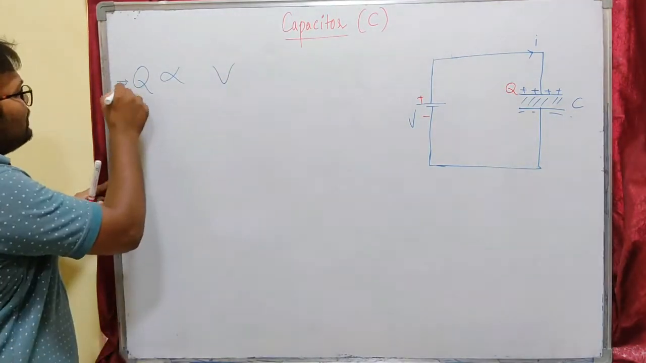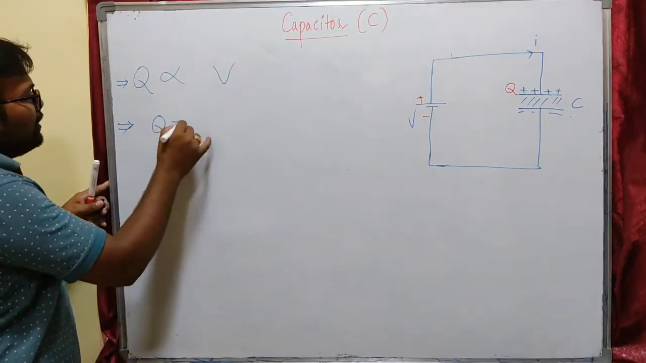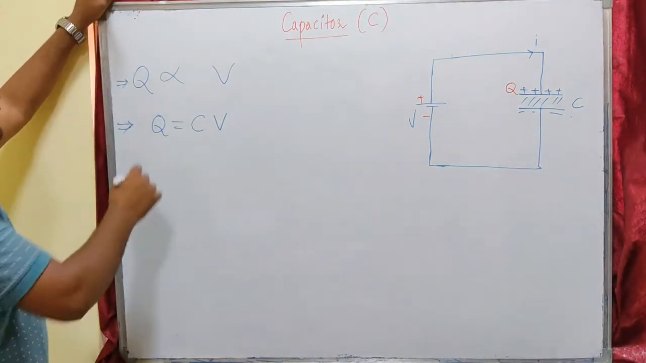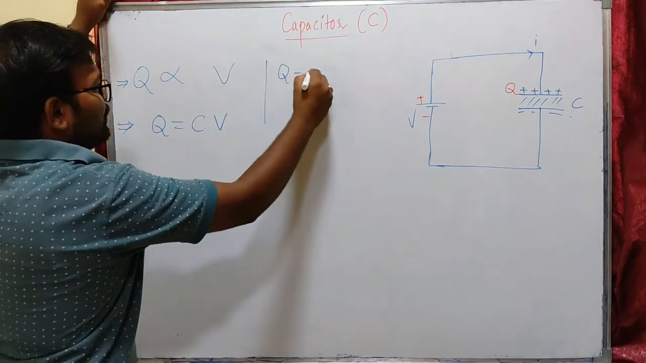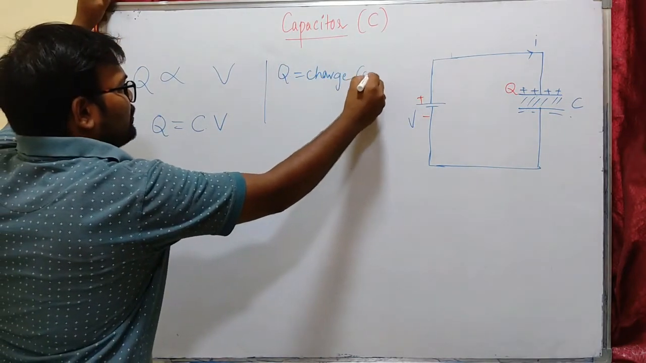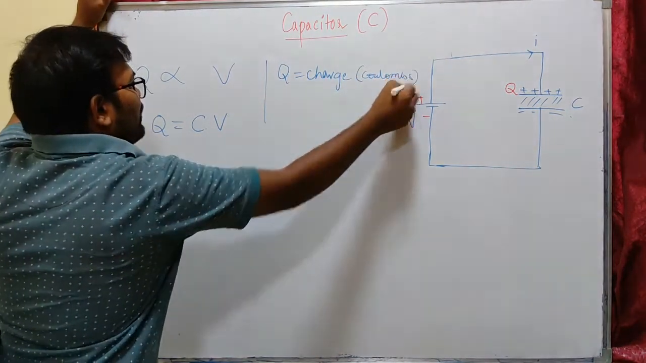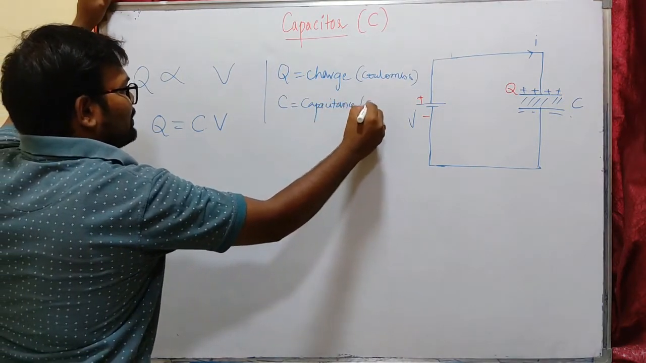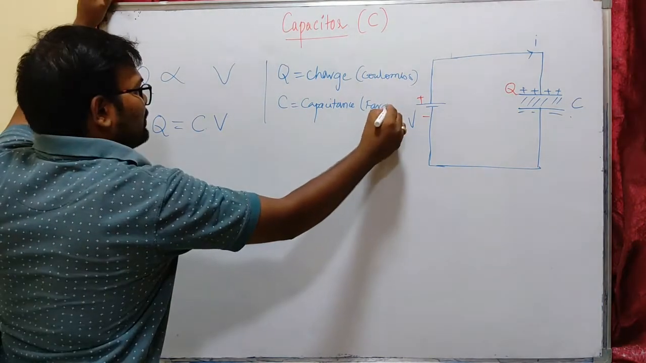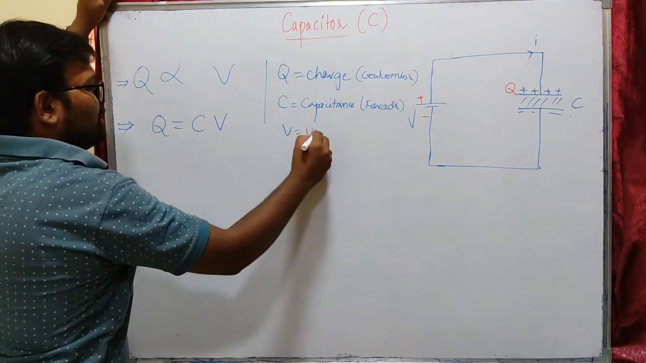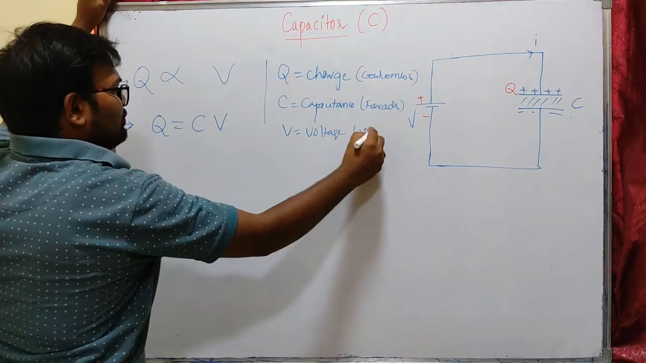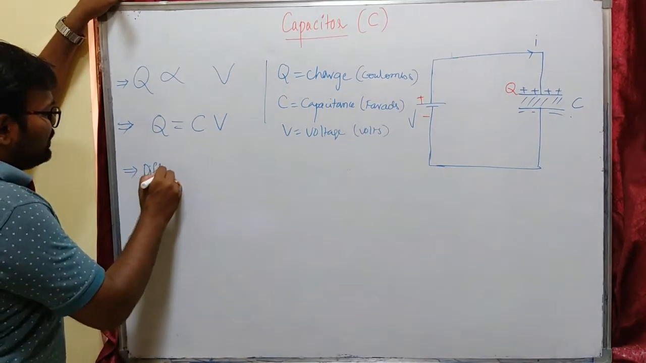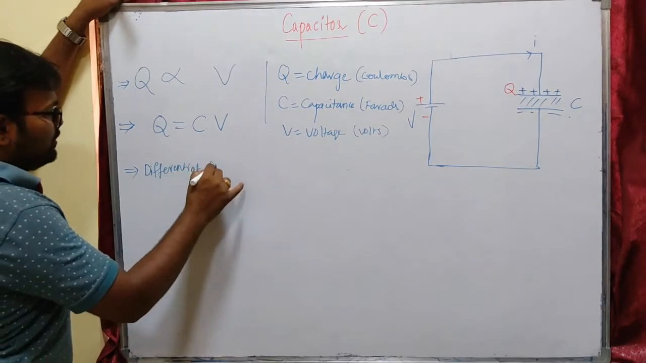Because this is a proportionality, in order to remove it, I am going to introduce a constant, that is capacitance C. So Q equals C times V. Q is nothing but charge, and its unit is coulombs. C is capacitance, whose unit is farads, and V is voltage, whose unit is volts.